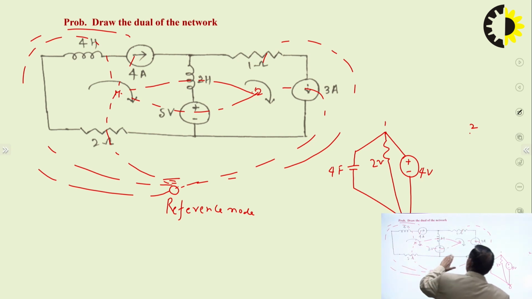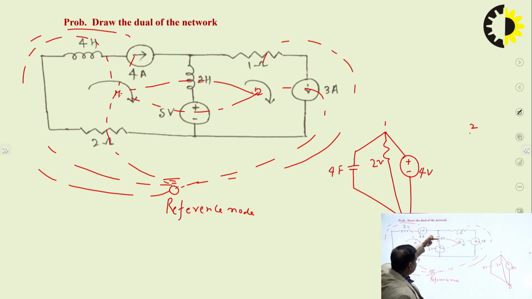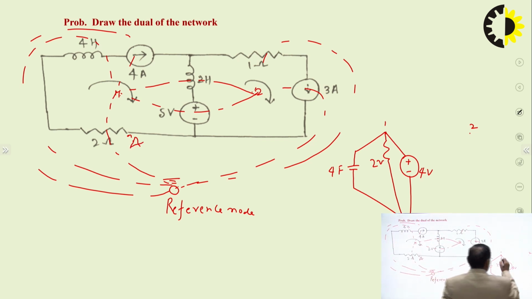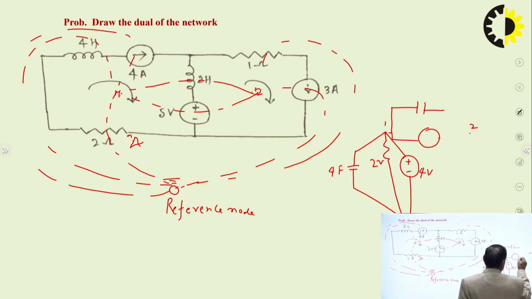So in the dual network these 2 elements will be in between 1 and 2, okay. In the original network the 2 Henry and 5 volt are in series. So in the dual it will be in parallel, like this. The dual of the inductor is capacitor and the dual of the voltage is current. That is clear. Now we can write here 2 farad.